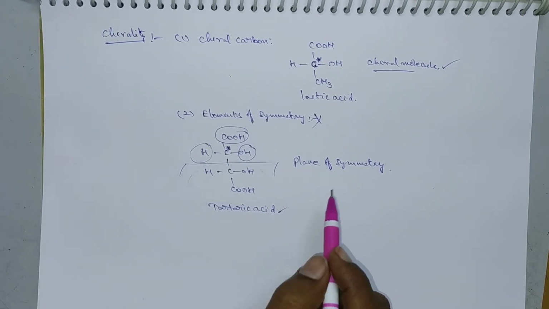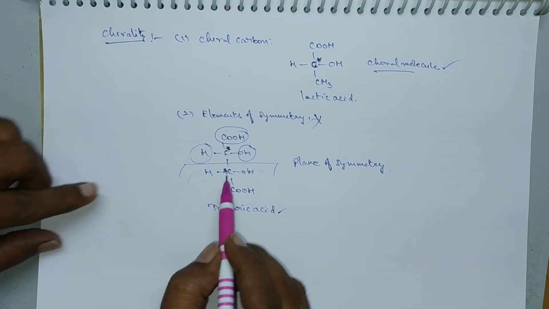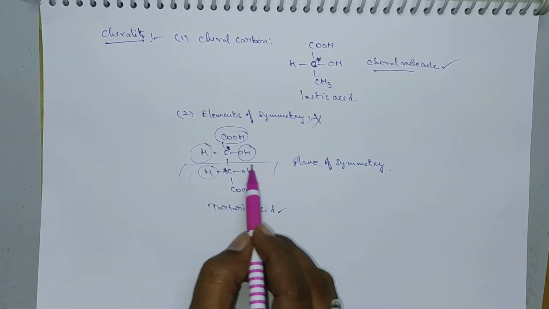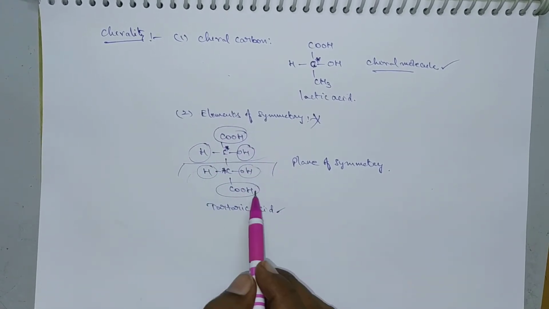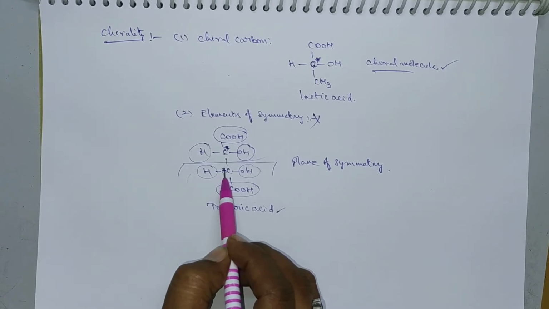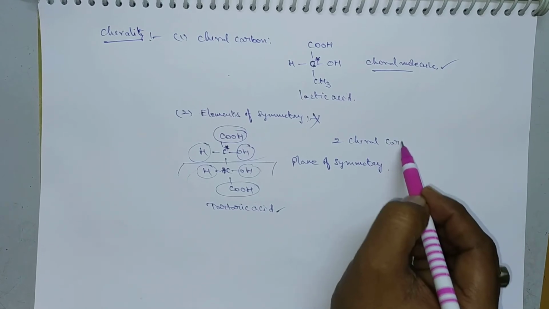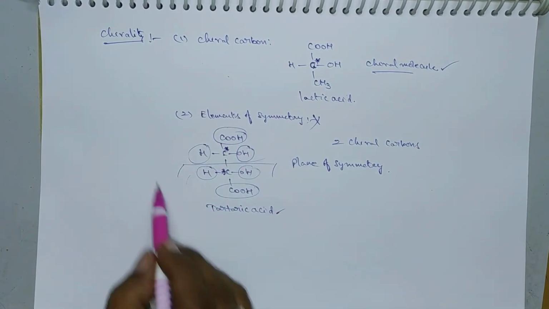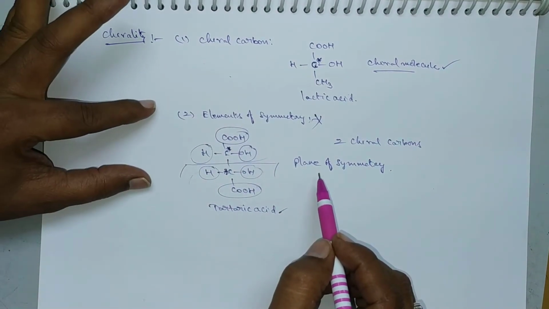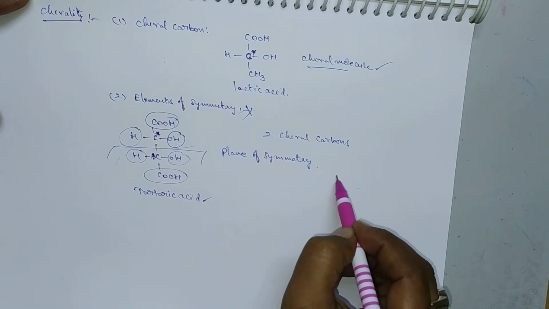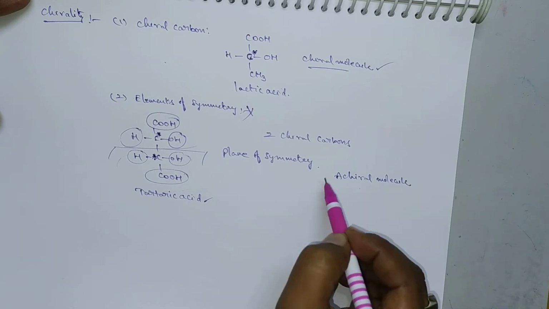That's why it is not an optically active molecule. If you consider this carbon also, it is a chiral carbon. It consists of one hydrogen, OH, COOH, and this one is the entire remaining group. So there are 4 different groups, and that's why this carbon is also a chiral carbon. That means this molecule consists of 2 chiral carbons. But the entire molecule does not possess chirality. That means the molecule is not chiral; it is an achiral molecule.